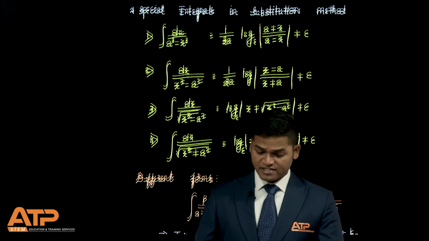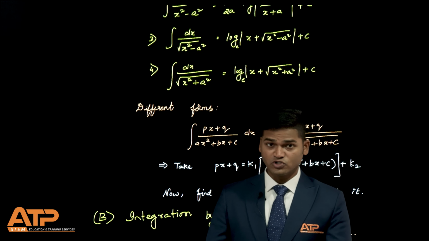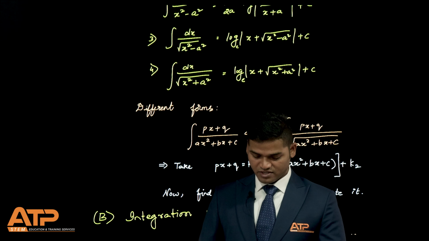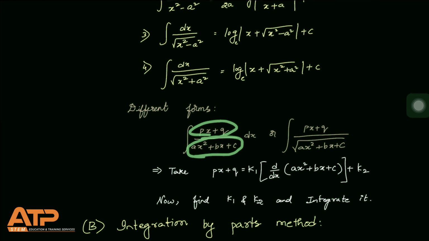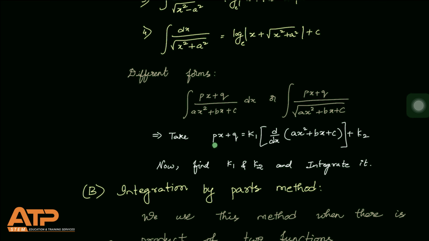So next, some of the different forms which you see in the substitution method, like integration a linear divided by quadratic or a linear divided by square root of quadratic. So in these cases, you will see another also, linear into square root of quadratic. All the methods you can use the same, that is px plus q, the linear should be written as k1 into differentiation of the denominator, that is quadratic, d by dx of ax square plus bx plus c, plus k2. So we will find k1 and k2, and you do the substitution and you can solve the question.